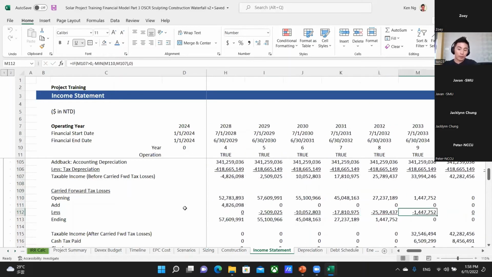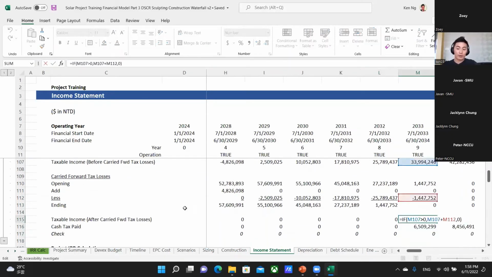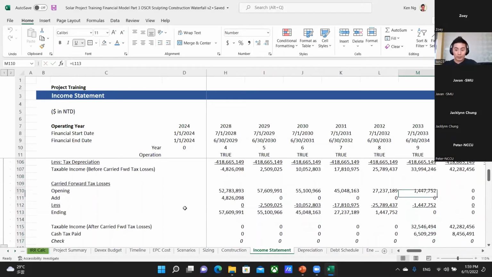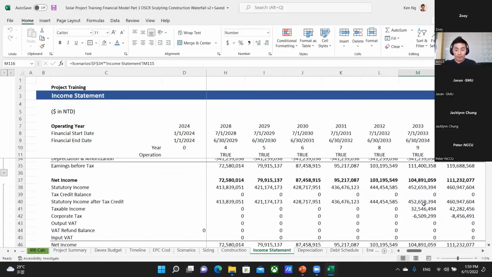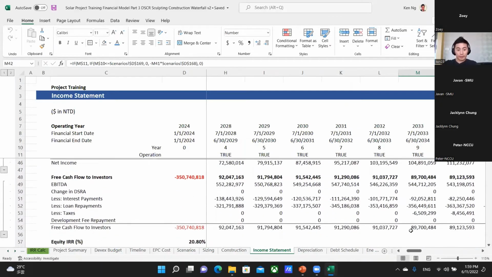So once we've fully used this tax credit in year 9, that's when we actually start paying taxes during this period, right? So you can see that the taxable income subtract whatever's remaining of our tax losses. The residual income is what is taxable, and this is what feeds our cash tax line over here. So the corporate taxes line here is the actual tax that we pay to the Taiwan government, right?